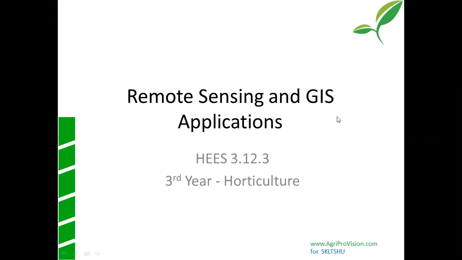I think I might have taught you in the second year, perhaps, but this is going to be a new course called Remote Sensing and GIS Applications, which is your HEES 3.12.3 course number. And this is purely based upon the data that is going to be given out on remote sensing and GIS applications. So before entering into this course, I just want to give you a small introduction about this course.